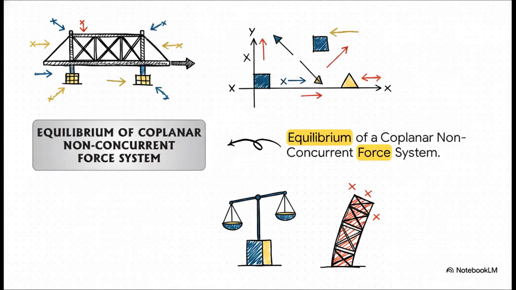And that brings us to this incredibly intimidating sounding title that you'll see in your textbooks, Equilibrium of Coplanar Non-Concurrent Force System. Okay, please don't let the big academic words scare you off. This is quite simply the core principle of keeping structures perfectly balanced. Coplanar literally just means all the forces are operating on the same 2D flat page. And equilibrium just means all those actions and reactions cancel each other out perfectly so the building doesn't fall down.